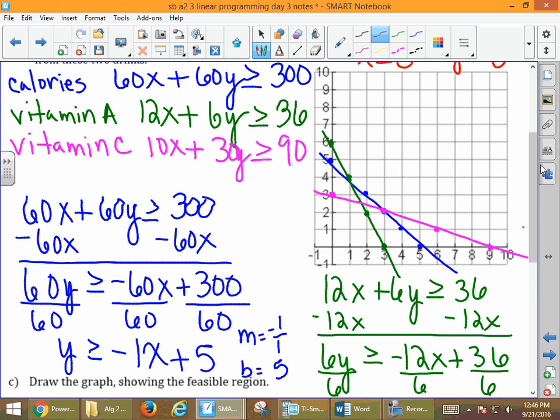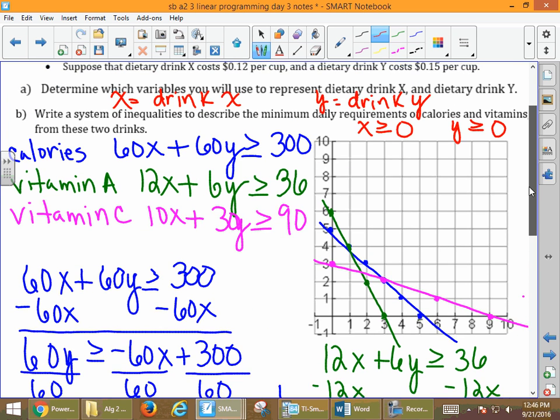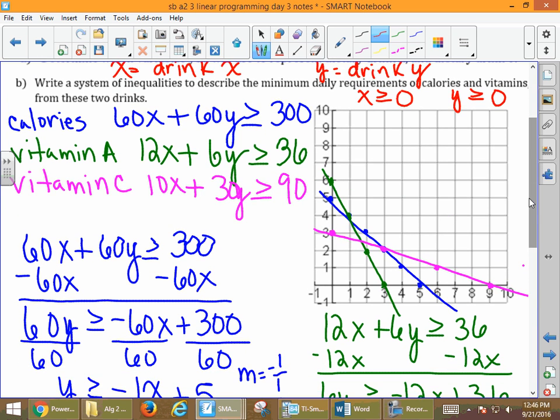And then to finish up this graph, we have x is greater than or equal to 0 and y is greater than or equal to 0. We've got our vertical line and we've got our horizontal line. I'm going to try to make it a little bit better.